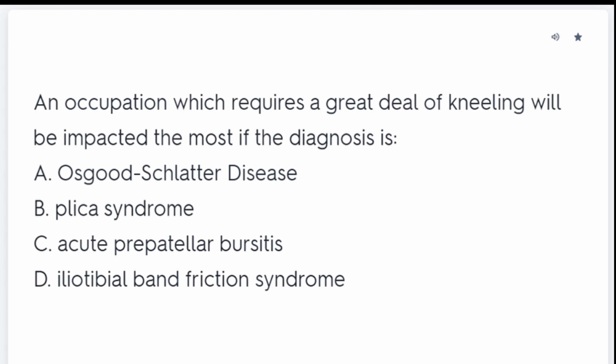An occupation which requires a great deal of kneeling will be impacted the most if the diagnosis is: A. Osgood-Schlatter disease, B. Plica syndrome, C. Acute prepatellar bursitis, D. Iliotibial band friction syndrome.